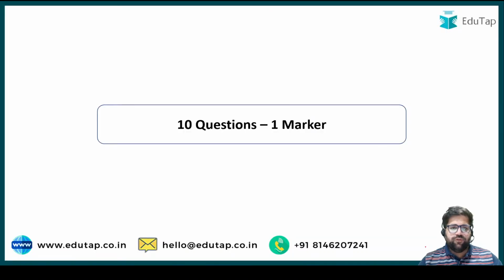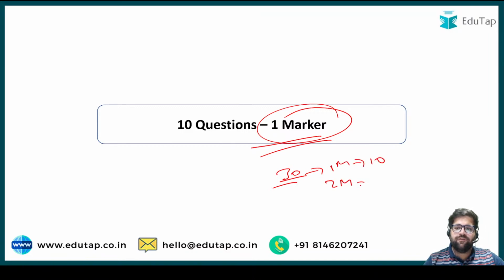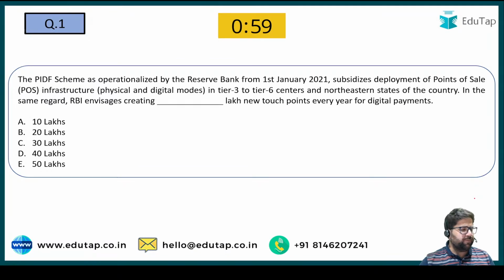So now let's move to the first question which was there under the one marker domain. We all know there are 30 questions, out of which one marker constitute 10 questions and two marker constitute 20 questions. So total objective component is of 50 marks, which has 30 questions. Okay, so let's see who gives me the right answer of question number 1. The question is on your screen now. I am giving you exactly 1 minute to solve this particular question. Let me see who gives me the right answer of question number 1.